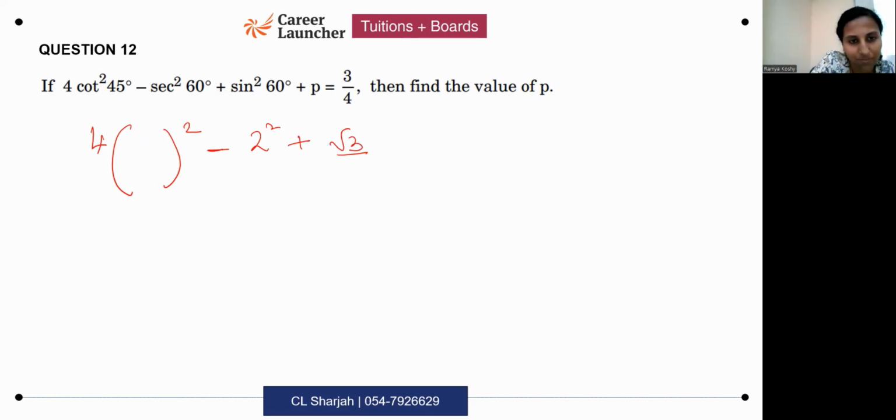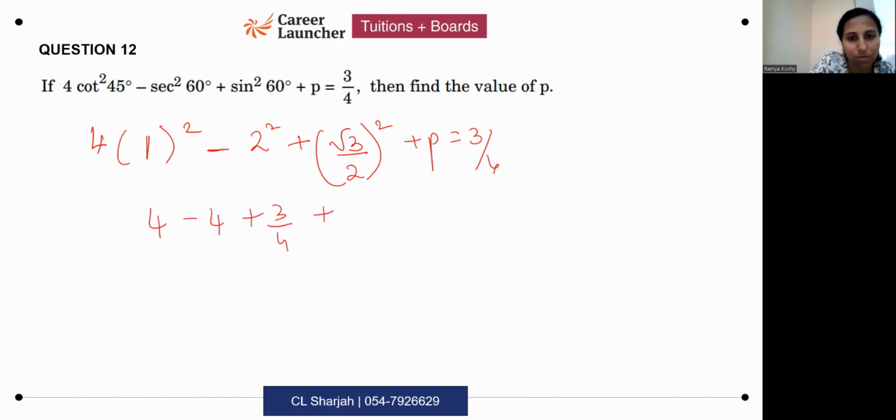Oh, it's cos. I read it as cot. Sorry, I read it as cos. 2 square plus root 3 by 2 the whole square plus p equals 3 by 4. So we get 4 minus 4 plus 3 by 4 plus p is 3 by 4. Both of them have the same sign, equal values. You can subtract 3 by 4 on both sides. This is also 0. So you get 0 plus p is 0, p is 0.